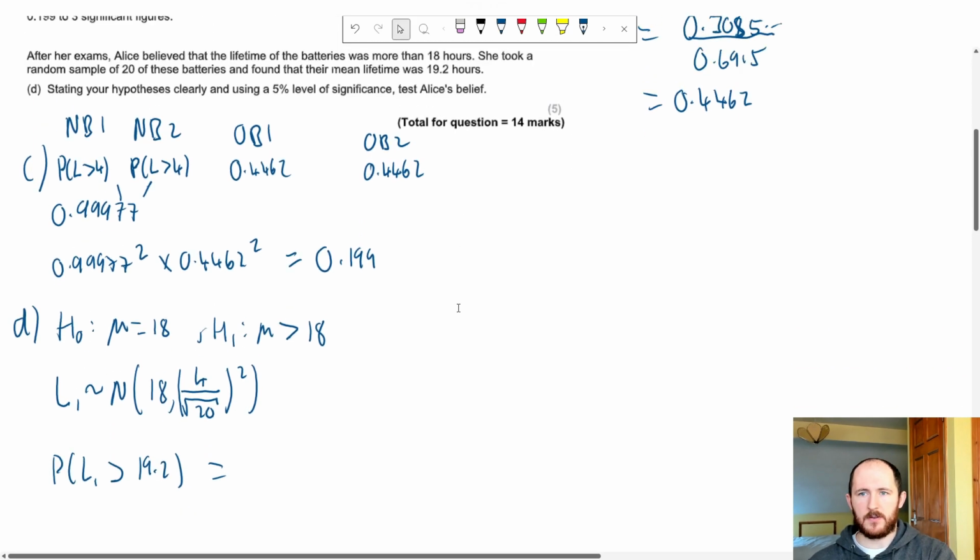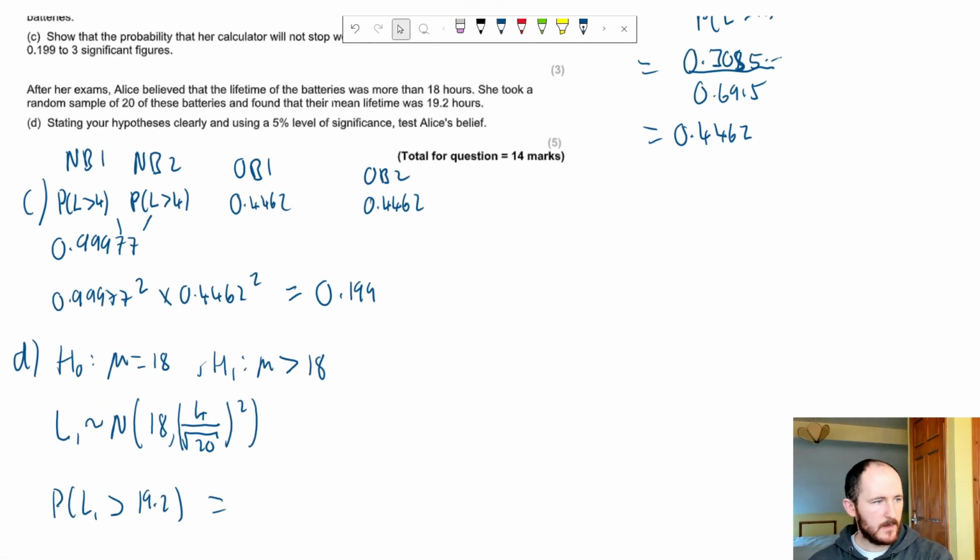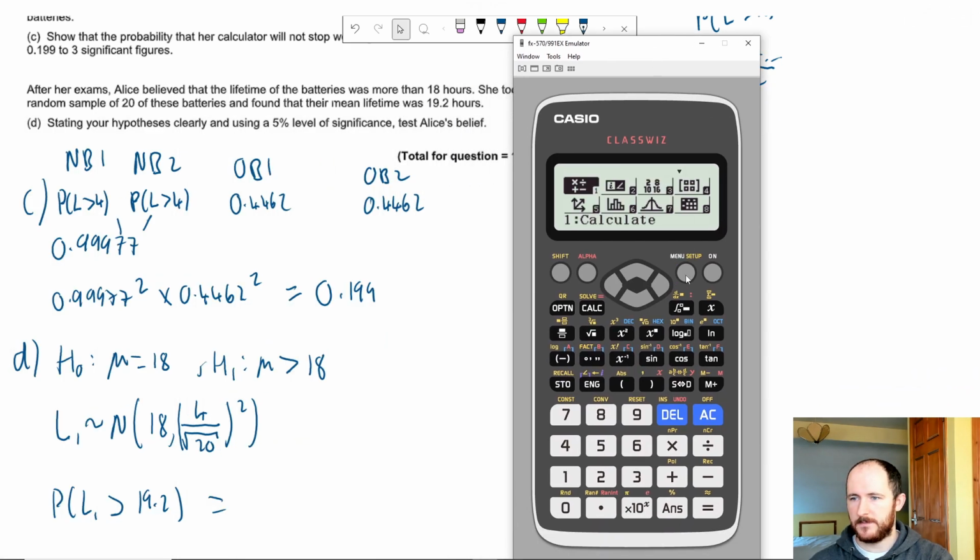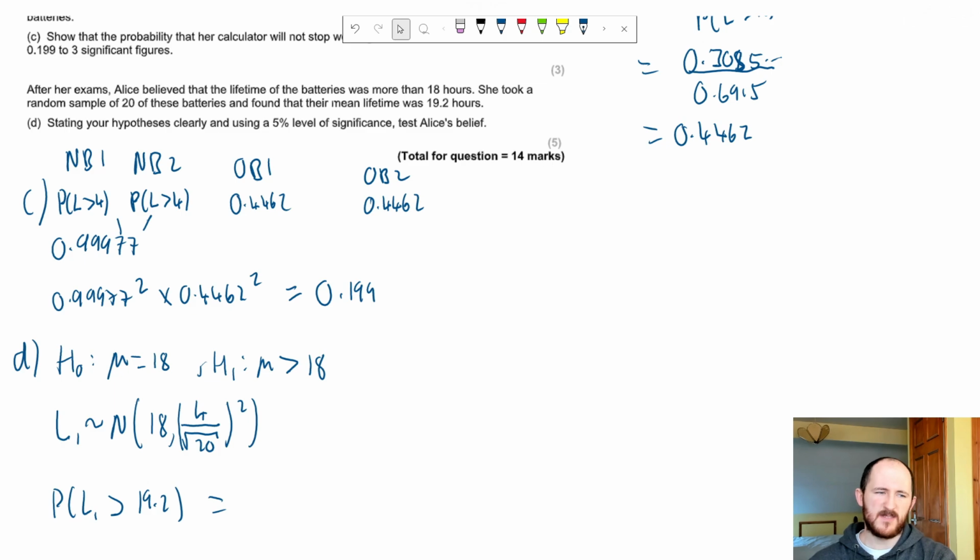Just use the good old-fashioned normal distribution CD. The lower value is 19.2. Again, our upper value is just a really big number. With sigma, typing this in, some people find it a bit tricky. You can just literally write it as a division, and when you press equals, it works out the value for you. And here's 18. We get 0.08986. It doesn't really matter.